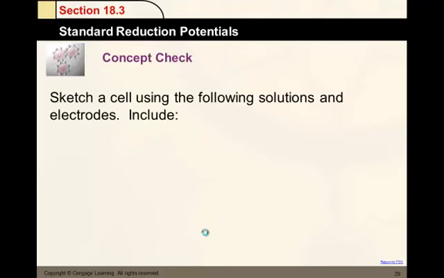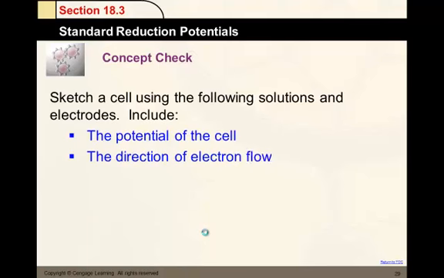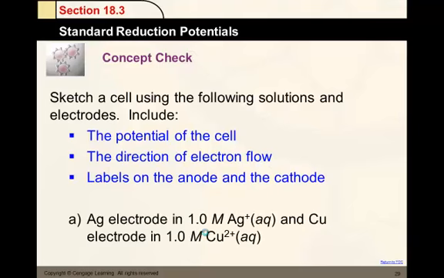So let's sketch a cell using the following solutions and electrodes. Include the potential, the direction of electron flow, labels on the anode and the cathode. Alright, so let's see what we have. We have silver electrode in 1 molar silver ion solution, reduction, and copper electrode in 1 molar copper 2+. You notice they're both 1 molar, that's the standard form.